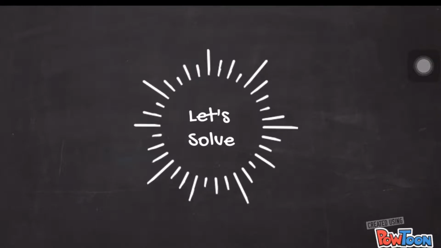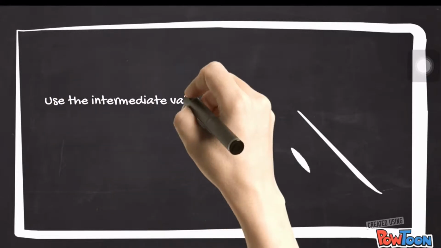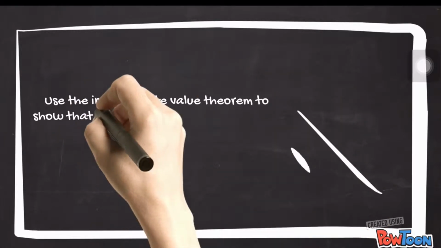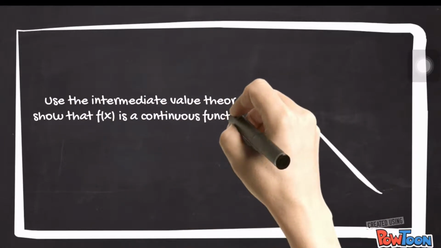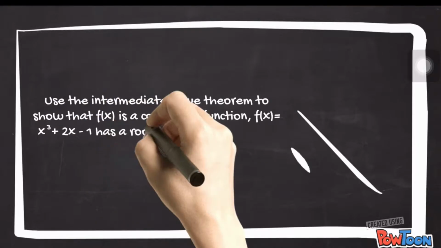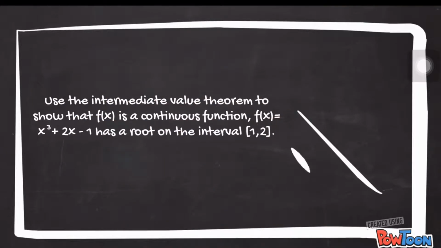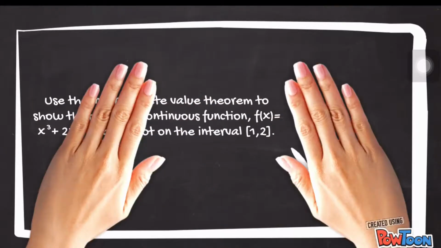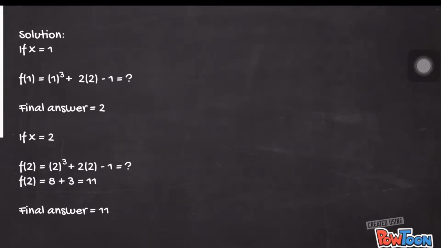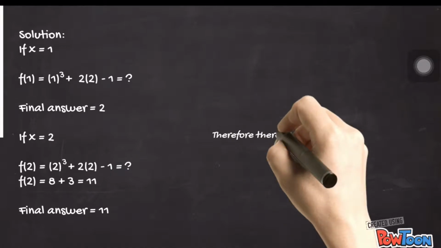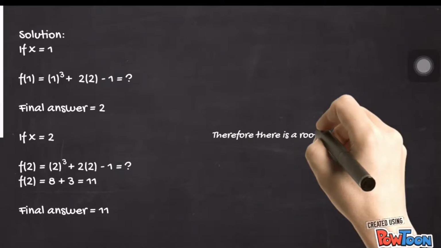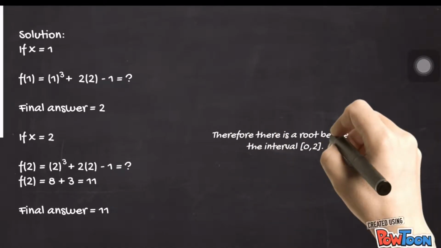Let's solve. Use the intermediate value theorem to show that f of x, a continuous function, f of x is equal to x cubed plus 2x minus 1, has a root on the interval 0 and 2. So we have to substitute the values of the intervals into the equation. And in this case, we have 2 and 11 as the answers, which means that there is a root between 0 and 2.